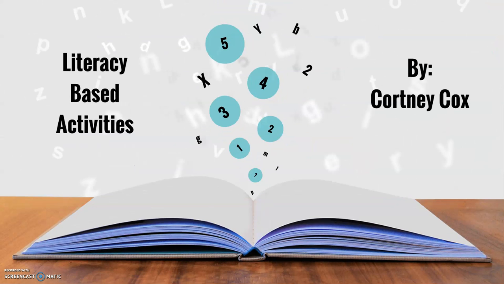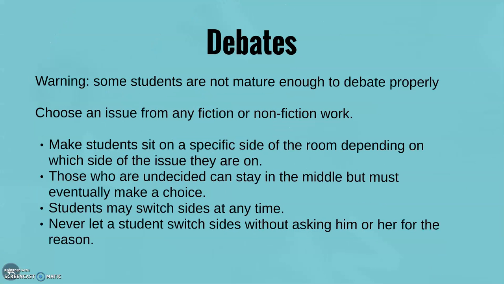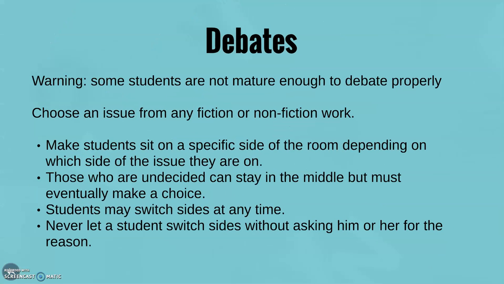The fourth activity that we are going to be learning about is something that a lot of people know about, and that's debates. Now, one warning about debates is that some students may not be mature enough to debate properly. However, most students will do so if given specific boundaries and rules. So when you are starting a debate, you need to make sure that you are choosing an issue from any fiction or nonfiction work. At first, you will need to generate discussion and ask questions to specific students, so that way they can be more prepared and know which side they need to go on.